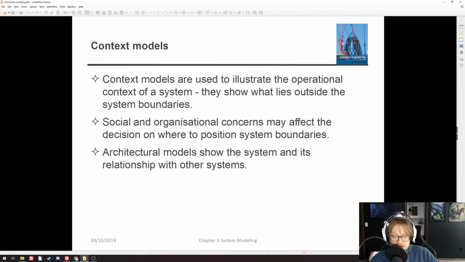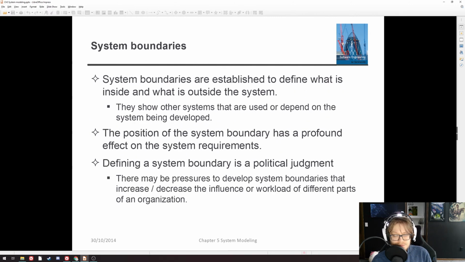Context models are used to illustrate where a system lives in the broader context in the world, maybe in the context of the society it's in, the organization that it's in. Let's look at an example. We're trying to define system boundaries. We're trying to establish what the system covers and what the system does not cover. Where we put that boundary has a pretty profound impact on what we're actually going to have to do in our requirements. So where our system ends and others begin is a very big decision in terms of how much work we're going to end up doing.